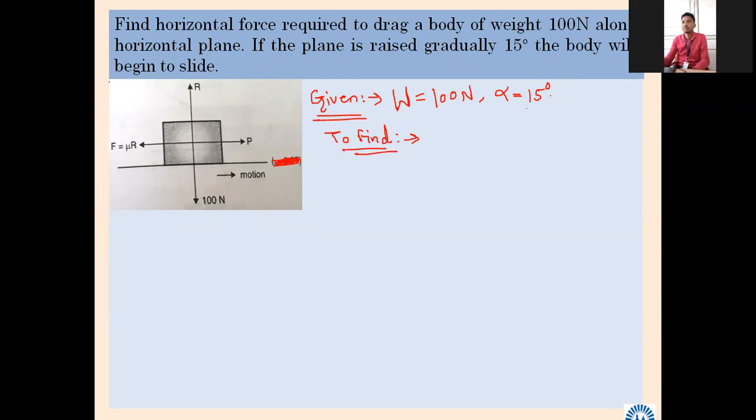P. Horizontal force P we want to find. Or is it mu? Mu or P? P, sir. Okay, horizontal force P we are supposed to find. As usual, without considering anything, let us see what will happen. According to me, mu is not given. Let us see what will happen if mu is not given.